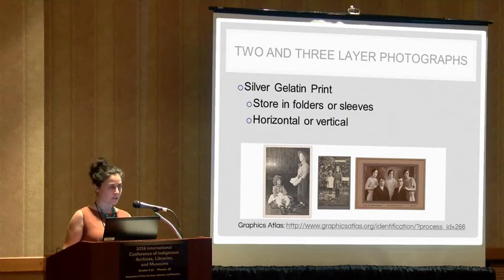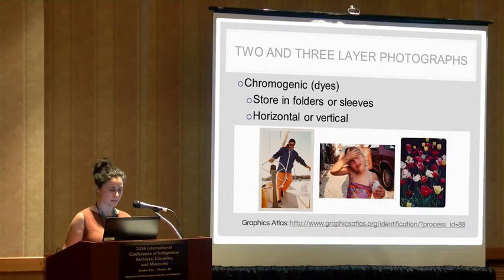Silver gelatin prints are fine to store in folders or sleeves. They can be stored horizontally or vertically, whatever is going to work best in your collection, assuming that they are in otherwise stable condition. Same thing for chromogenic prints.